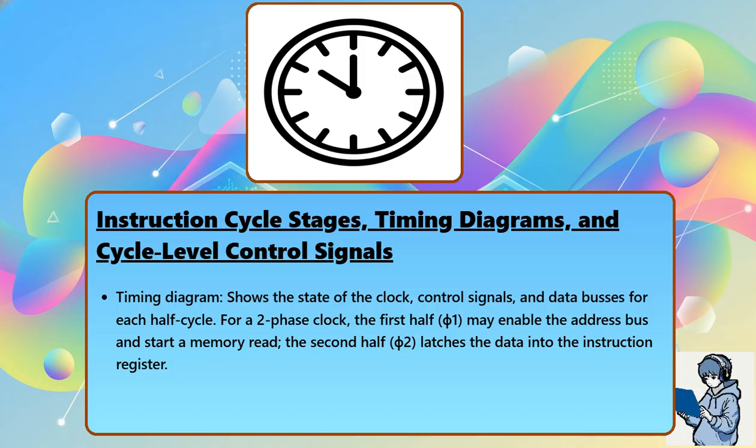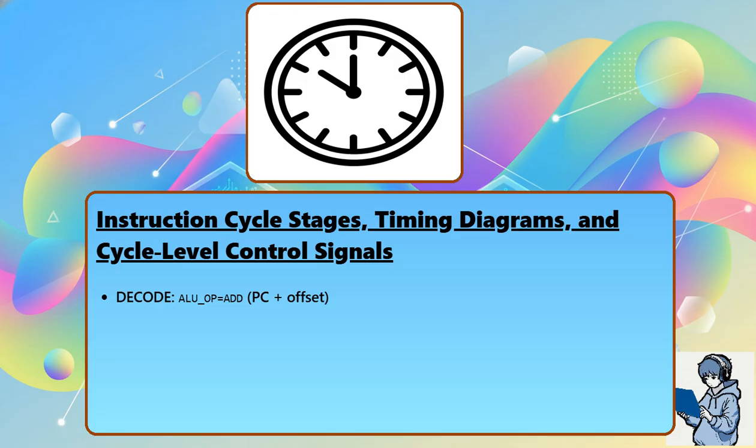Timing diagram: shows the state of the clock, control signals, and data buses for each half cycle. For a two-phase clock, the first half, phi1, may enable the address bus and start a memory read. The second half, phi2, latches the data into the instruction register. Fetch: IR load equals 1, PC inc equals 1. Decode: ALU op equals add (PC plus offset).